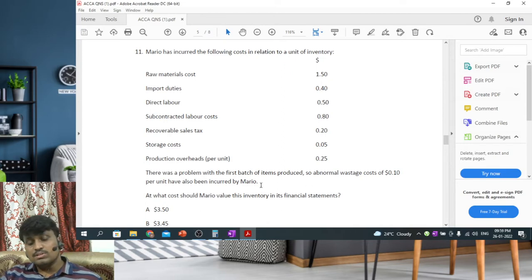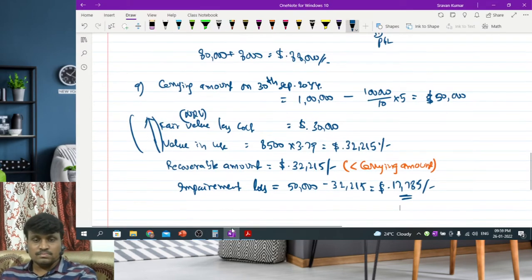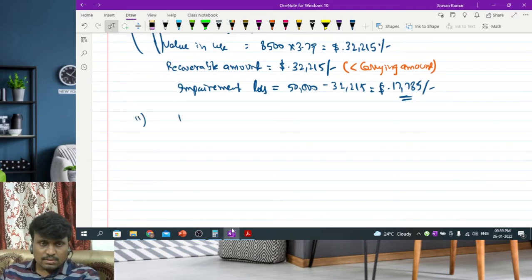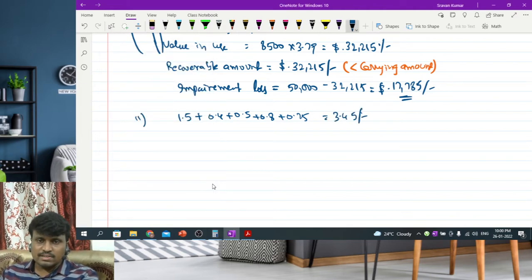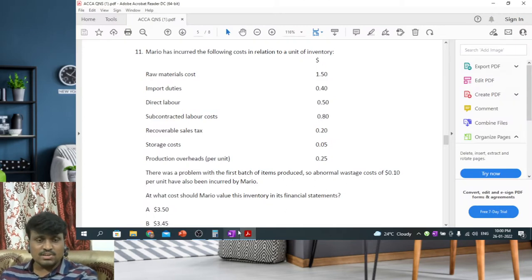So then what is the answer? Coming to the 11th one: 1.5 plus 0.4 plus 0.5 plus 0.8. Recoverable sales tax and storage cost are not included, but production overhead is included. So 1.5 plus 0.4 plus 0.5 plus 0.8 plus 0.25. So how much amount? 3.45. The abnormal wastage is not considered. So the answer is 3.45. Okay.